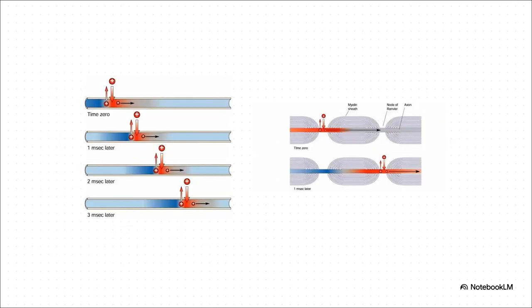And this illustrates brilliantly how that signal actually travels. In an unmyelinated axon, it's just a slow, continuous wave. But in myelinated axons, the signal literally jumps between these gaps in the myelin sheath, which are called the nodes of Ranvier. This process is known as saltatory conduction, and it is dramatically faster.